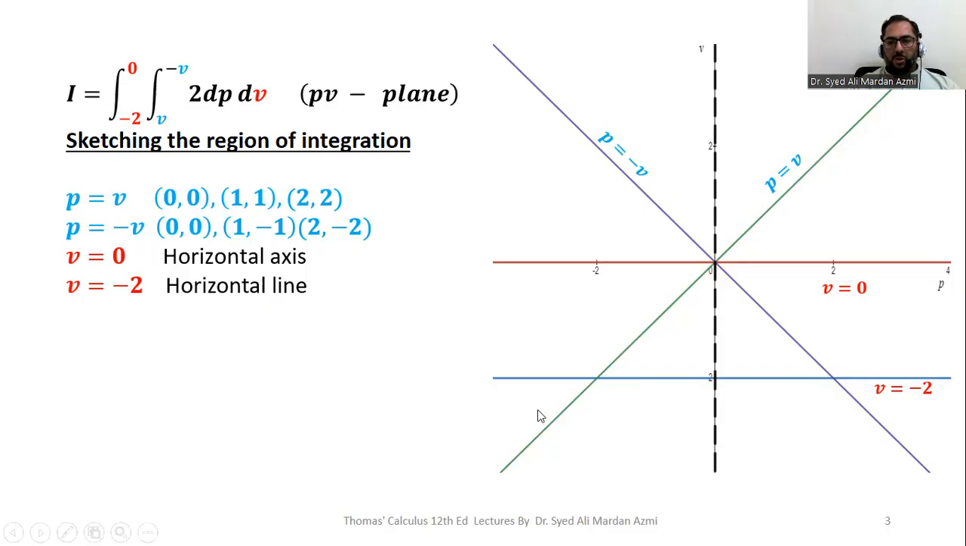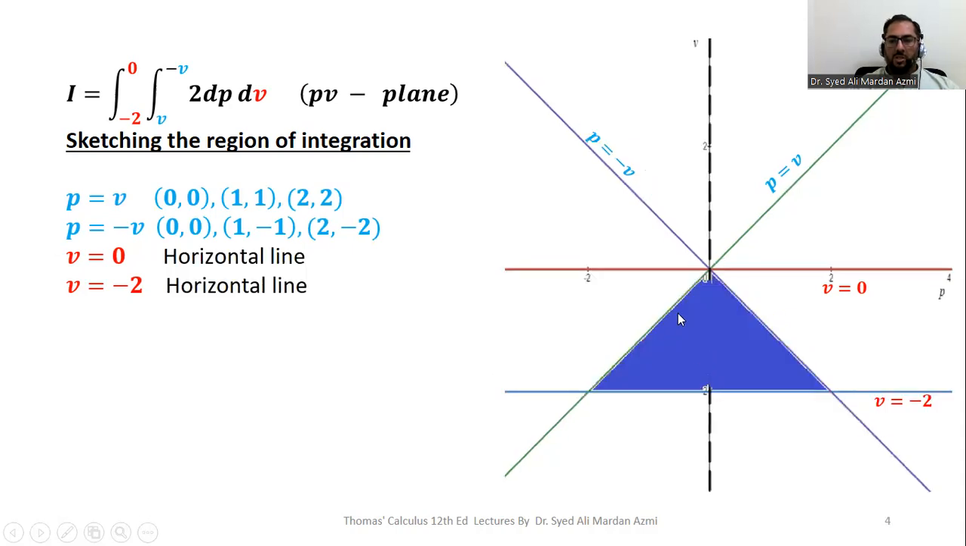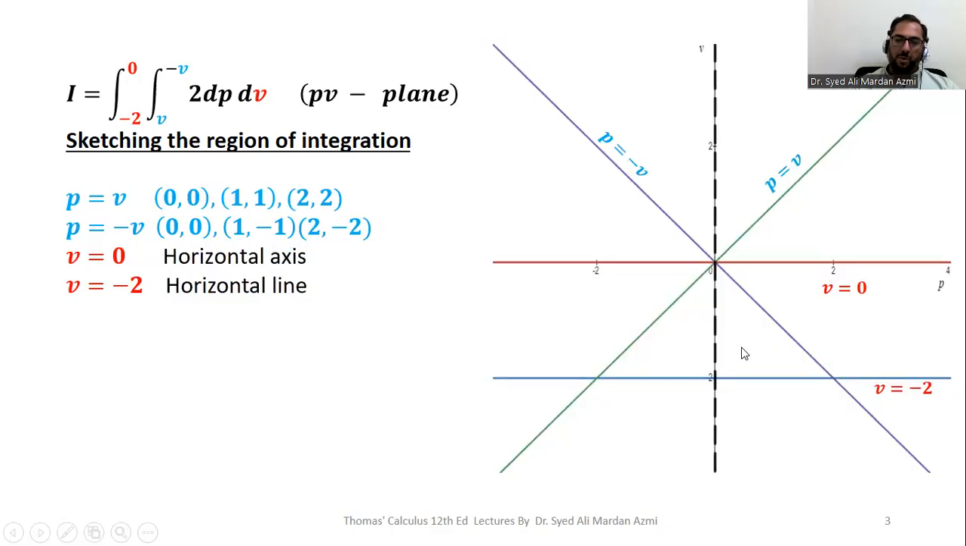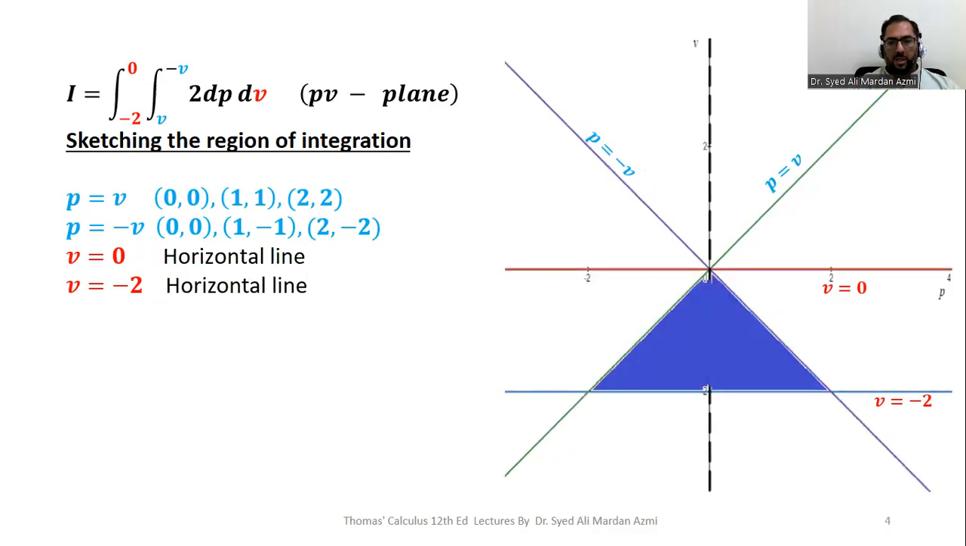From all these boundaries, please note that our horizontal axis, the p axis, is involved in our limits, but our vertical axis, the v axis, is not involved in our limits. So this vertical line, which is represented here with dashes, is not our boundary line. So our region of integration is this whole area, which is highlighted here. The important thing is that the vertical line, the v axis, is not included in our region because it is not our boundary. So this is the complete sketching of our region of integration.